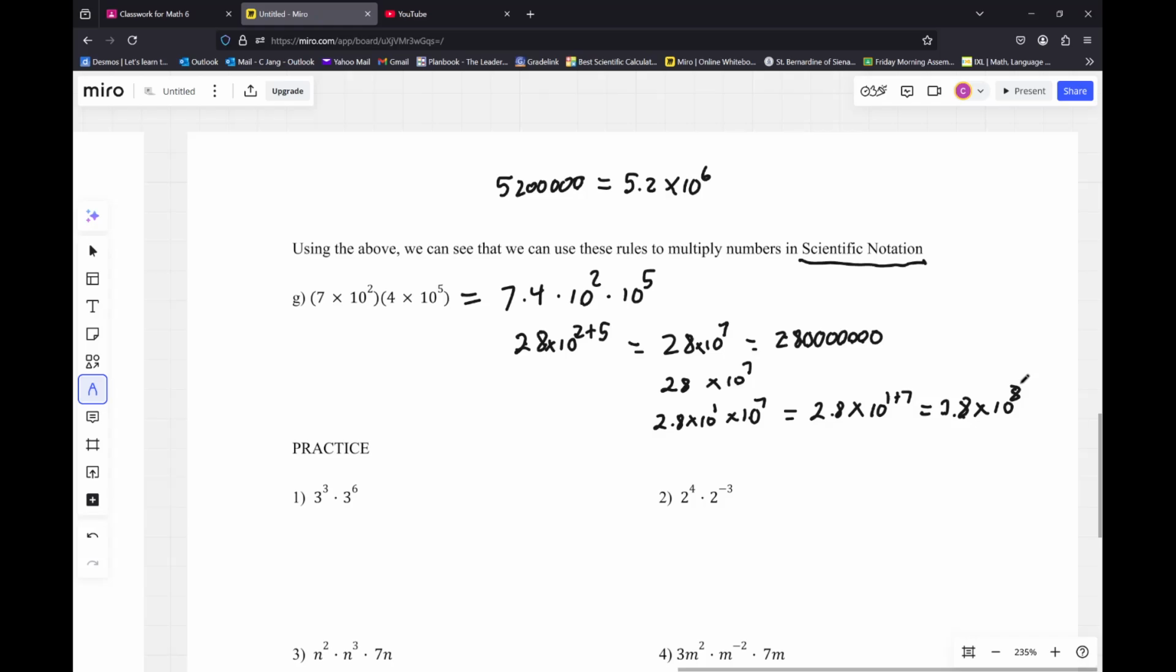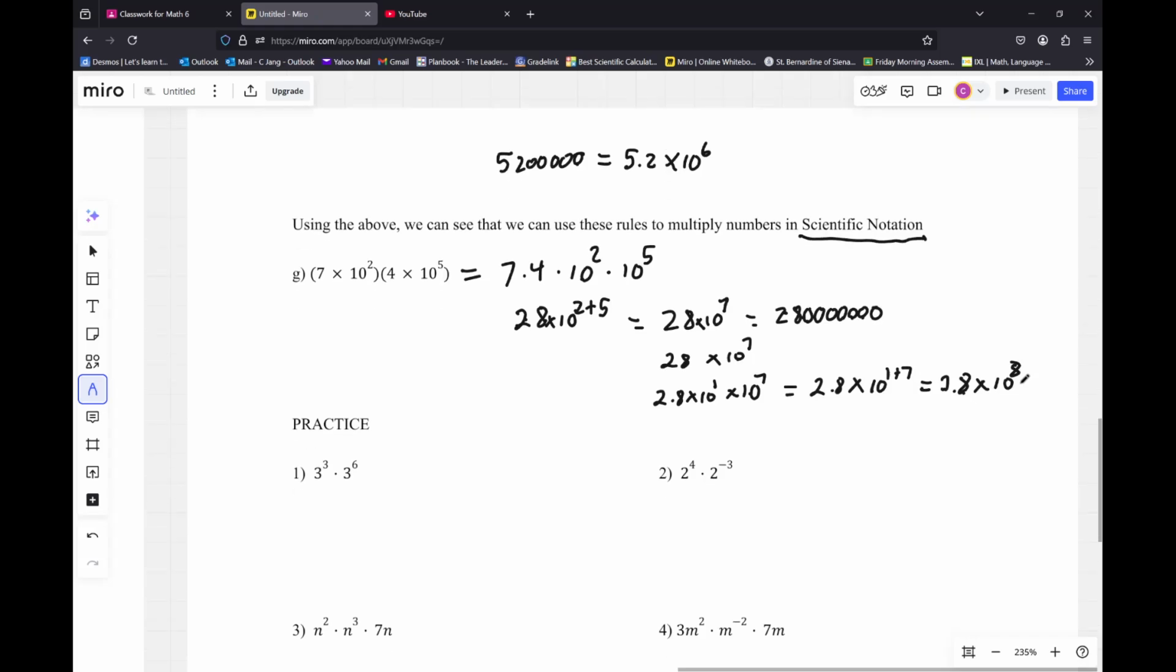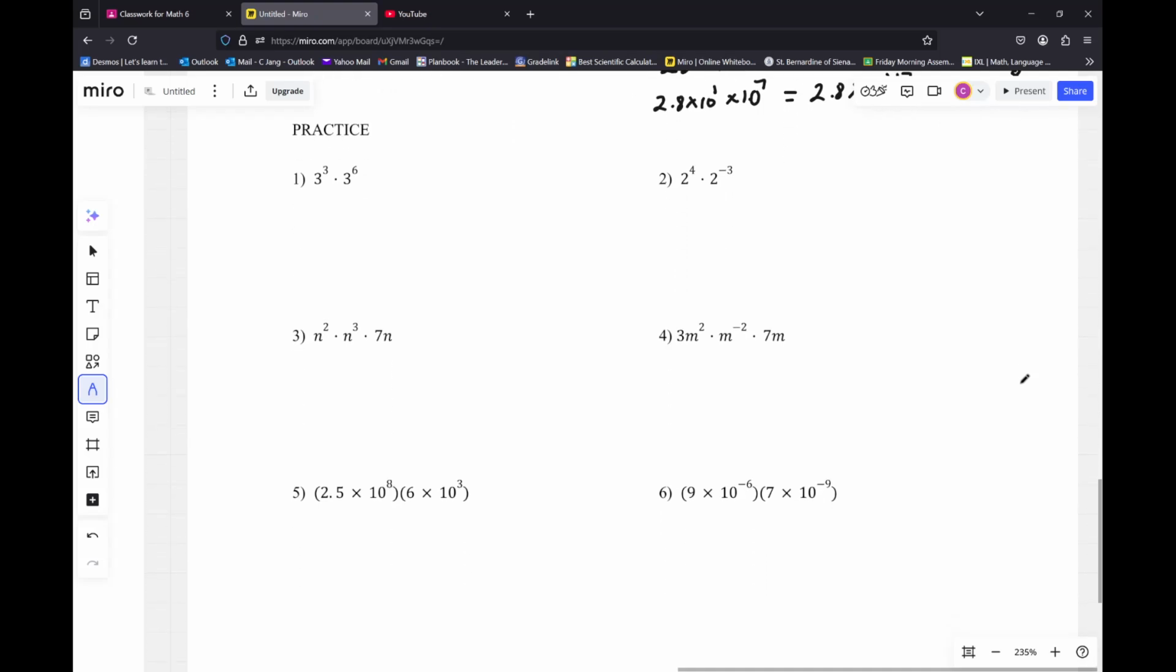Okay? All right, so hopefully that makes sense. Please make sure you understand this, and if you have any questions, make sure you ask, okay? Try these practice problems 1 through 6. Go ahead and hit pause and work on these, and then when you are ready, unpause and see if you got the same answers as I did, okay? So go ahead and hit pause.